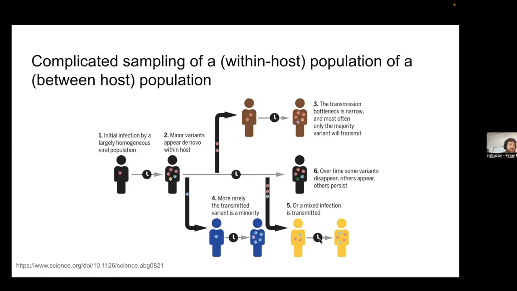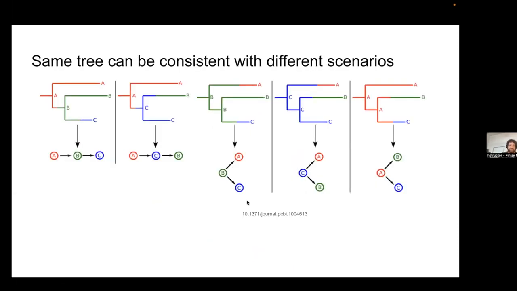Or they might even transmit a mixed infection. You might transmit more than one at a time. So transmission is a sample. So when we're looking at this transmission network from a phylogeny, really it's a sampling of a sampling. So that adds a lot of uncertainty to these inferences.